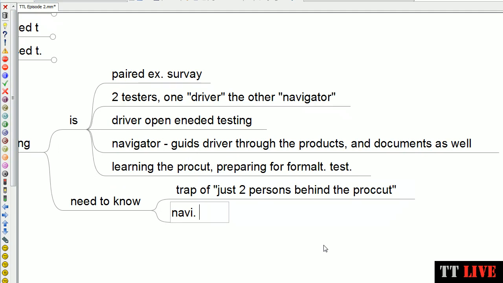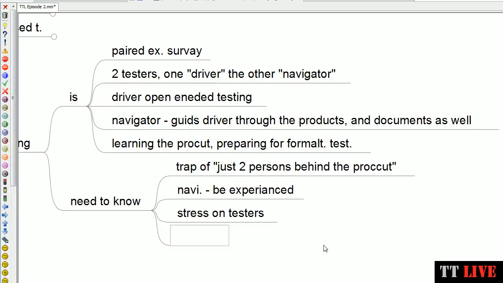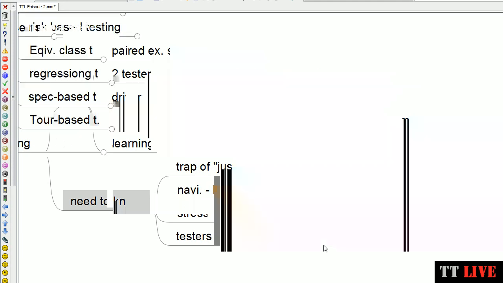The navigator should be experienced, but this also puts stress on the testers. Depending on how people handle the stress and working with other people and doing many things at the same time, it can't be done seven days a week, because people usually can't manage that. And of course, testers need to respect each other. Otherwise, it just doesn't work. They won't get anything useful out of it. They'll just potter around.